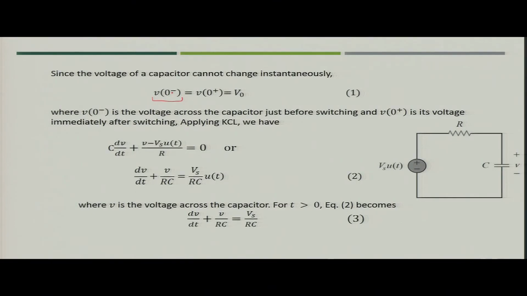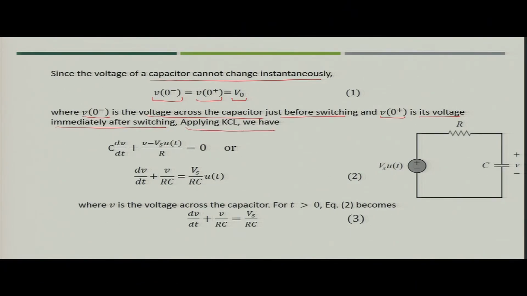t equals 0 minus or t equals 0 plus, the voltage will remain the same as V naught, because a capacitor cannot change its voltage instantaneously. So, 0 minus is the voltage across the capacitor just before the switching happens, and 0 plus is the voltage immediately after the switching happened.